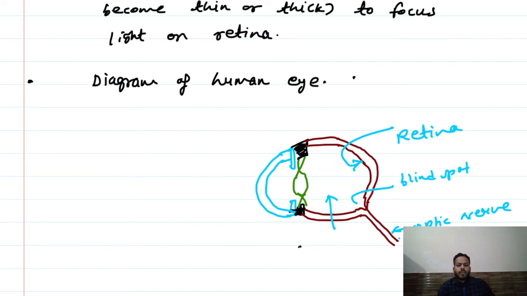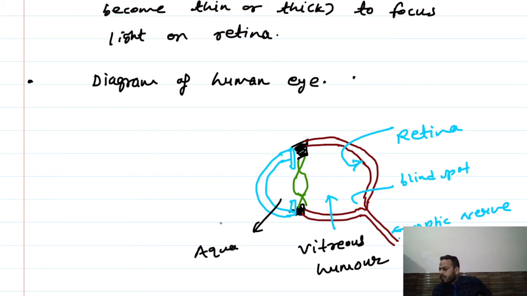So there will be vitreous humor. And this one is aqueous liquid. So let us write aqueous humor. It is A Q U E O U S, aqueous humor. Okay, so this is aqueous humor. And next to this is pupil.